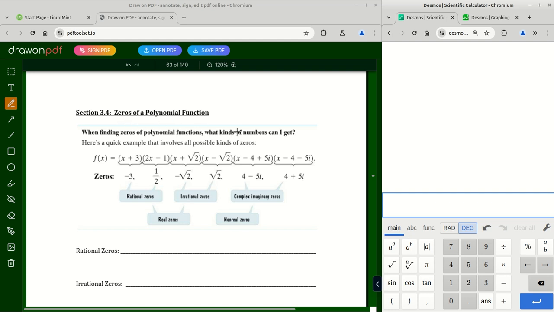Zeros of polynomials. Now, okay, this is not too bad of a section. Here in this class, we don't have any complex numbers. Yay! So we don't have to worry about that. But you definitely got square roots, and that makes people sad. So we'll have to figure that out as we go.